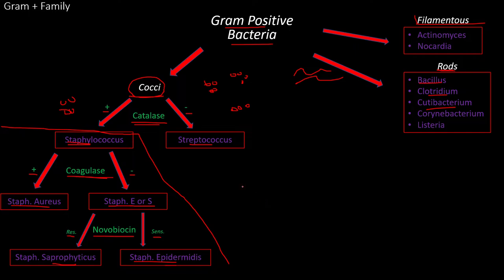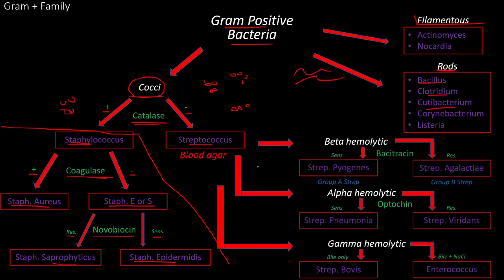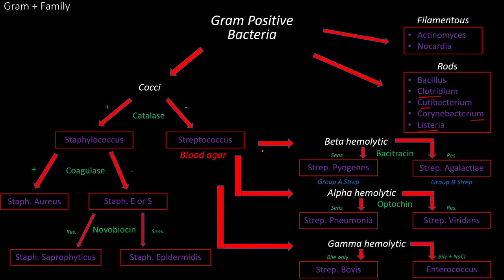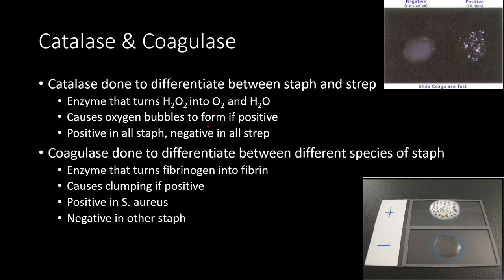And if we come down to streptococci, the family is a bit more complicated, but don't worry. Let's go through this one by one. Here's the coagulase test, by the way, I forgot to show you earlier. Negative is no clumps, positive shows clumps forming. Sorry, that's a coagulase test up there. The catalase test is this one. It shows bubbles forming, right? This is streptococci, this is staphylococci. Okay, make sense?